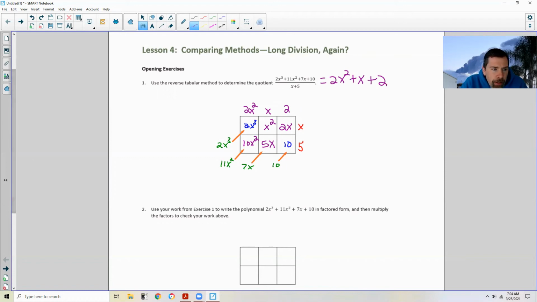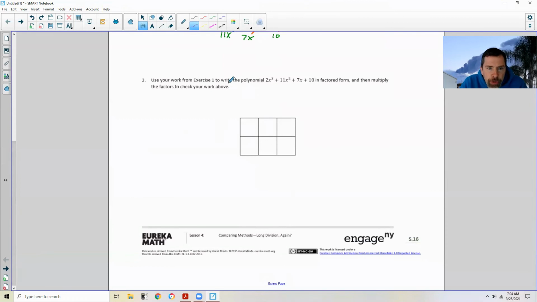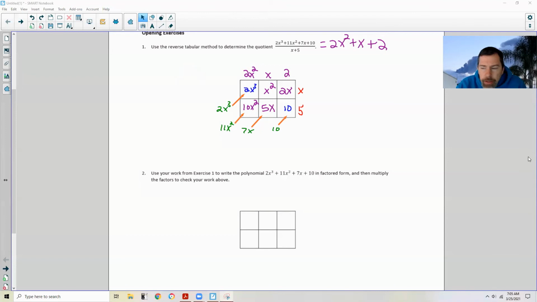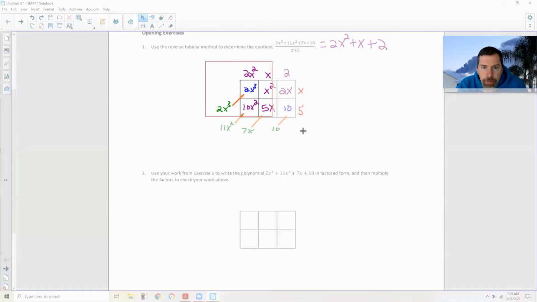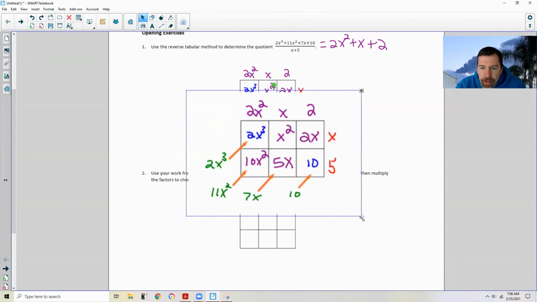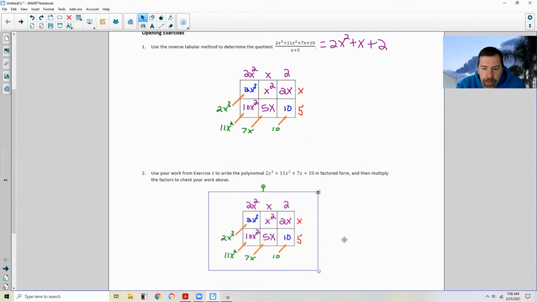All righty. See if you did this one correctly. Number 2, use your work from exercise 1 to write the polynomial 2x cubed plus 11x squared plus 7x plus 10 in factored form. Then multiply the factors to check your work above. So they gave us this box down here, but in all actuality, guess what? It is going to be the same. So here's how I'm going to do this. Copy, paste, and I'm just going to bring my work down from up there. And we're working with the same thing. So why do it again?